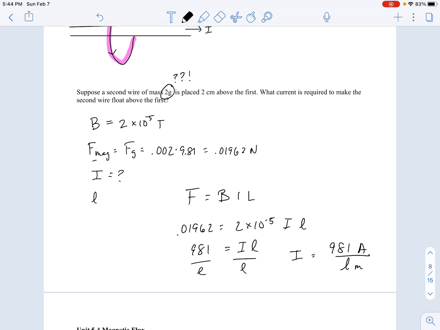So I'm going to have to answer it that way. Depending on how long that wire is, I'm going to need 981 amps per 1 meter of wire, or per length of wire. That's quite a bit of current.